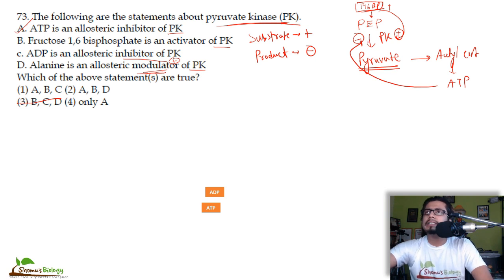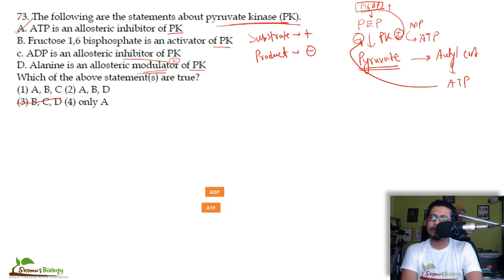Now as we know, this step of conversion of PEP to pyruvate converts ADP to ATP, and it's a step that generates energy. It's the last step of glycolysis that generates ATP. So 2 ATP are produced from 1 molecule of sugar in this step only. So ADP's presence can produce ATP, and ADP's presence is needed. So the presence of ADP is positively influenced.